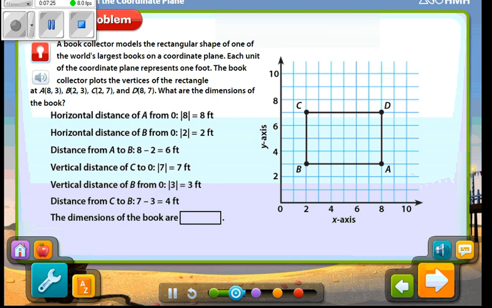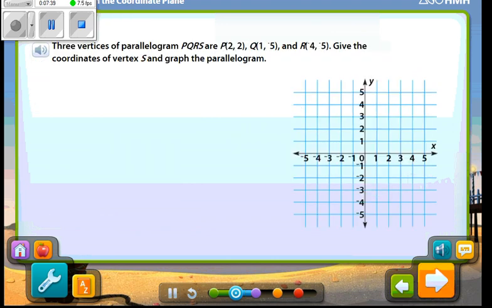So, what are the dimensions of the book? The dimensions of the book are 6 feet by 4 feet. Let's find the unknown point and then show the parallelogram on a graph.